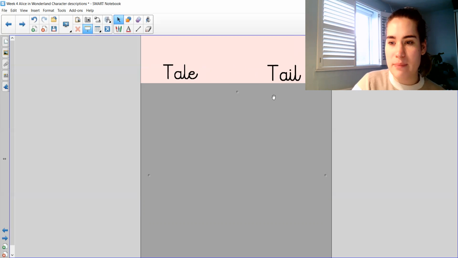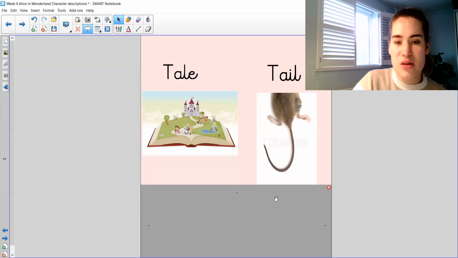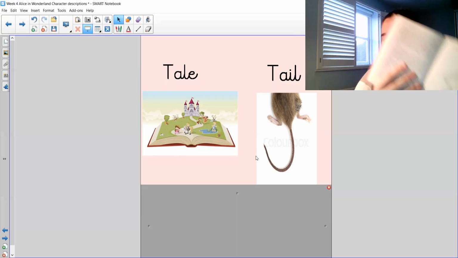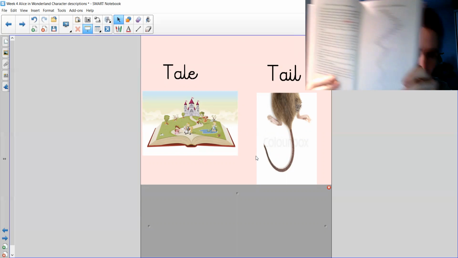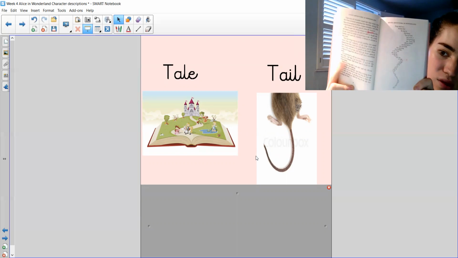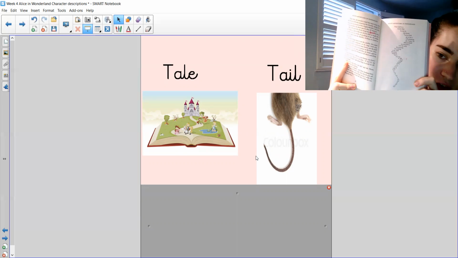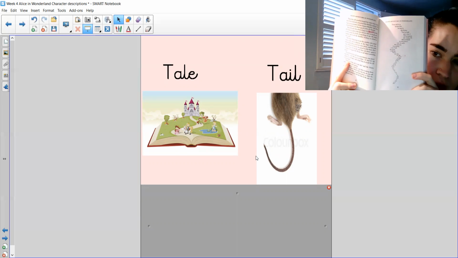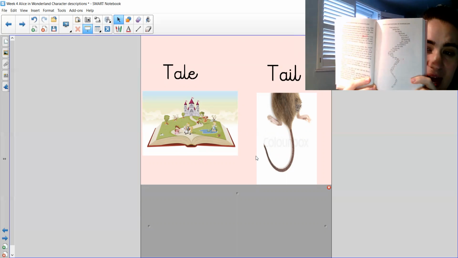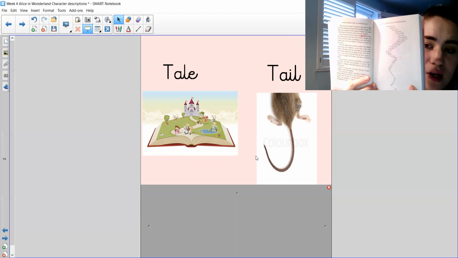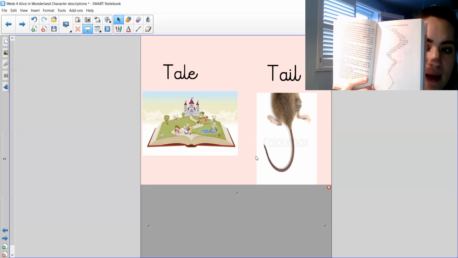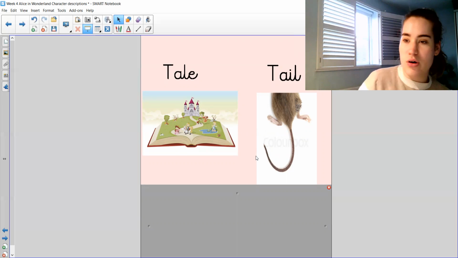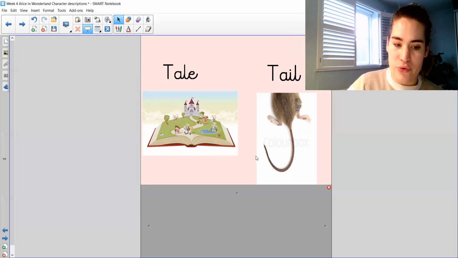Hopefully you remember then that a tale spelled like this is kind of like a story, and a tail like this is an actual tail. So here we've got the mouse's tail. And we can see in our book that the mouse's tail, which is over here, is actually written in the shape of a tail. So we've got a bit of a play on words here. We've got the tale, which is the story of the mouse, but it's also in the shape of a mouse's tail. So we've got that play on words of tale and tail there.